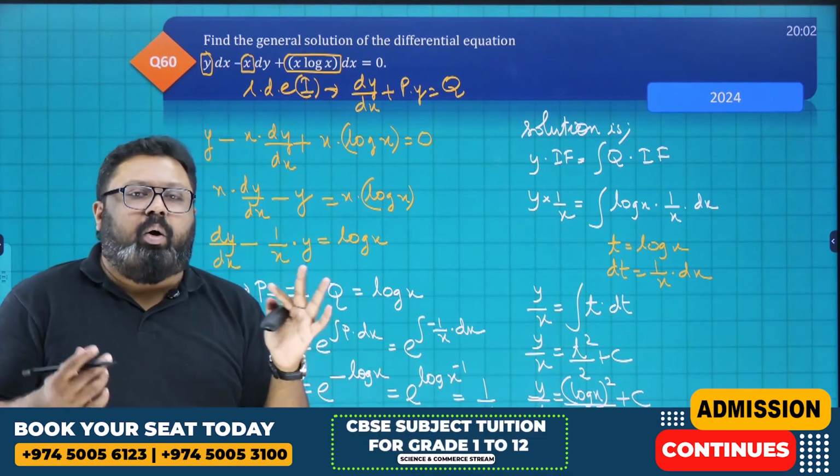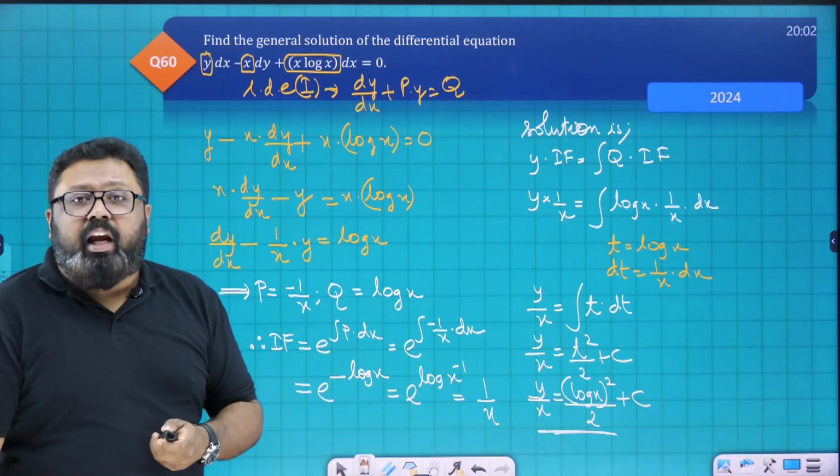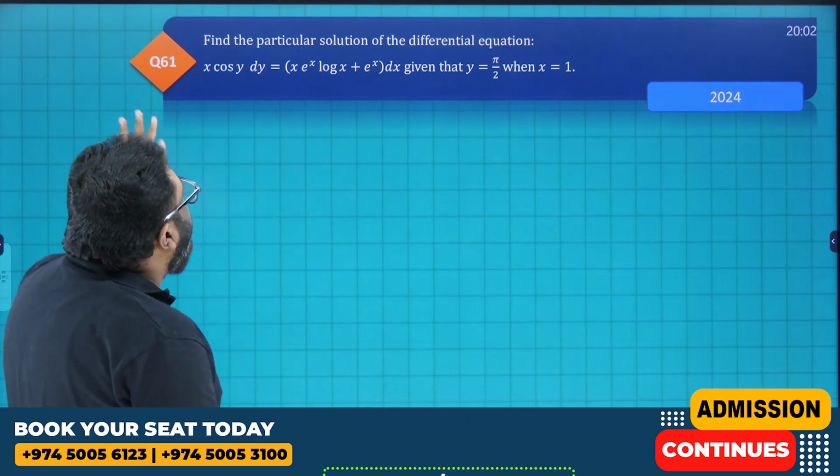Very simple again, my dears. Just identification is the only part you should be very careful about. Otherwise, these kind of questions are very, very easy for us. Yes, I hope this is clear. Yes, my dears. Next question, my dears.